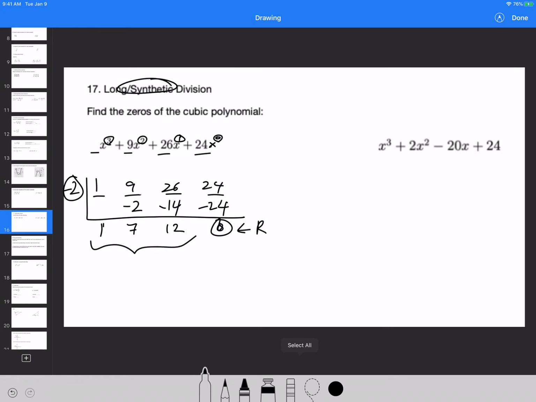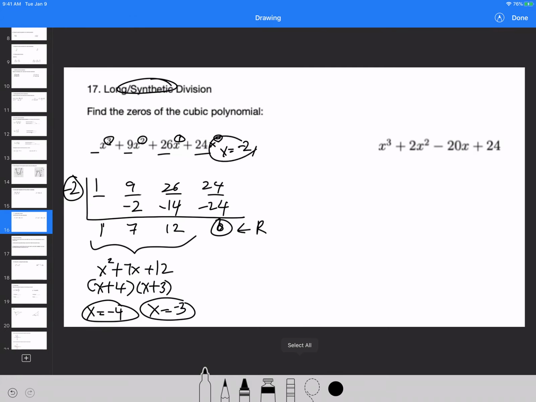With these, I'm going to say that's x squared plus 7x plus 12. I can factor that really easily. So my final answer would be -4, -3, and -2. x equals -2, x equals -3, and x equals -4. That's my solution to the first question.